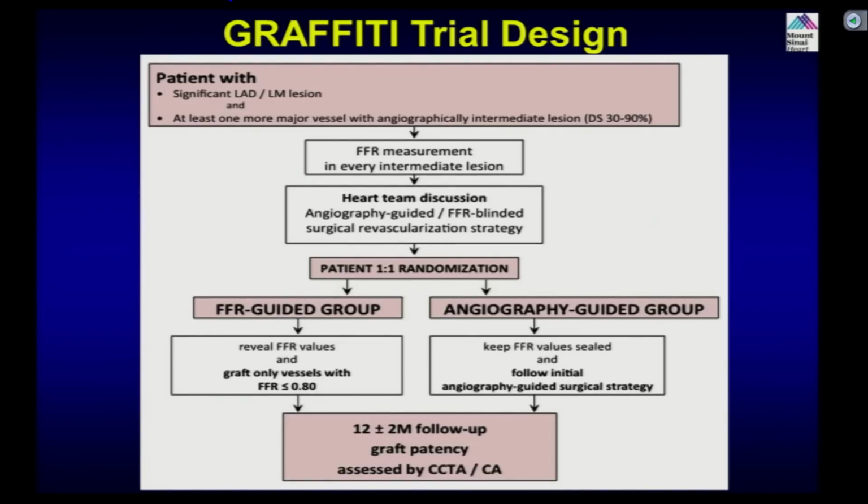This trial has a large number of patients. We will answer that question, FFR guided or angiographic guided, with a 12-month follow-up, what will be the outcome with the graft patency and MACE. So with that note, Anu, we go back to the angiogram now.